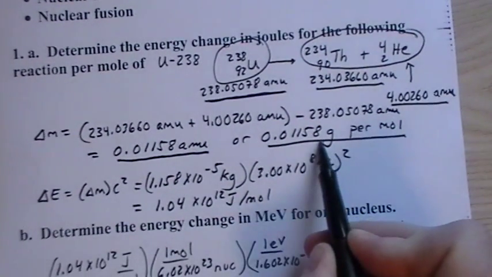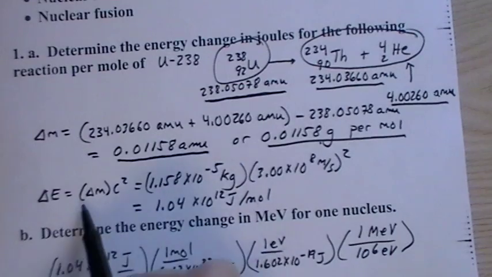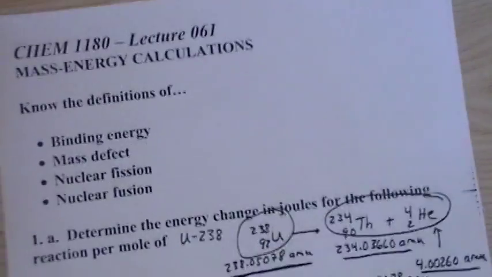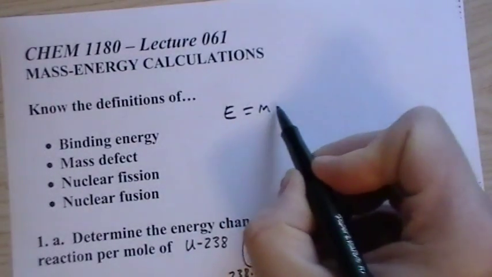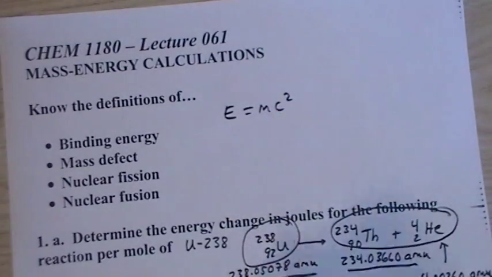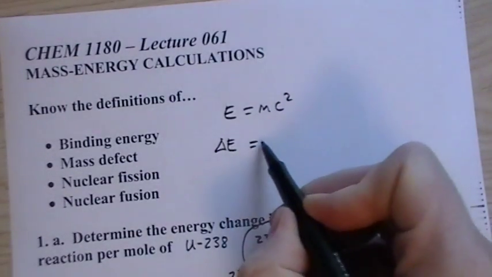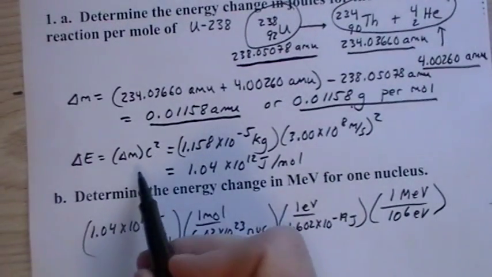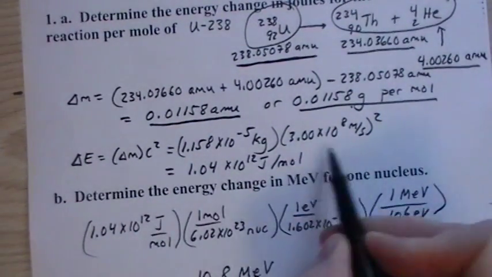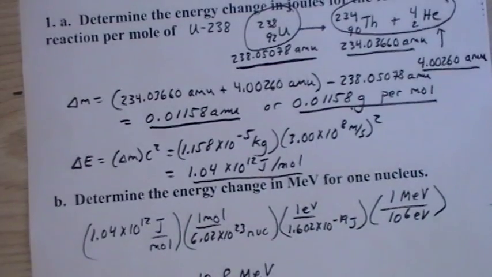Then we change this number to kilograms and put it directly into E equals mc squared. We're not interested just in energy equals mass times the speed of light squared; we're interested in the change. That's what is going to be important for us. So we take the change in mass times the speed of light squared, and you end up with 1.04 times 10 to the 12th joules per mole. That's a trillion joules. That's massive.